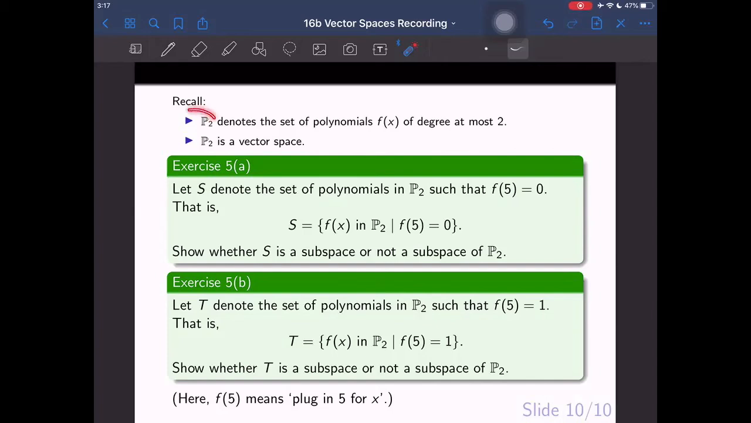Recall that P sub 2 denotes the set of polynomials of degree at most 2, and this set is a vector space. In this first example, let S denote the set of polynomials in P2, where if you plug in 5 into the function, you get 0. And we will determine whether S is a subspace of P2 or not.